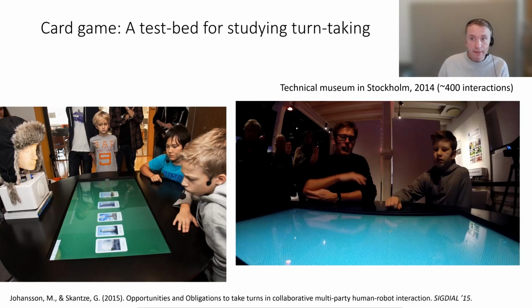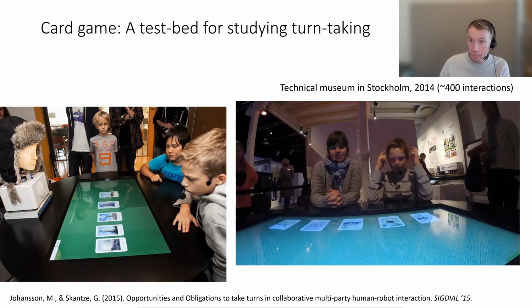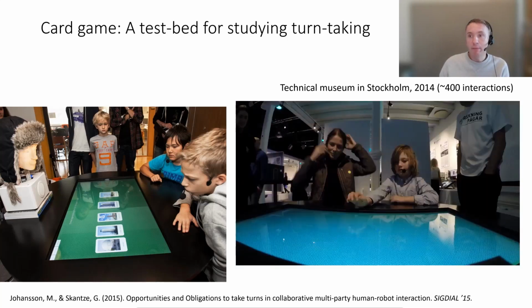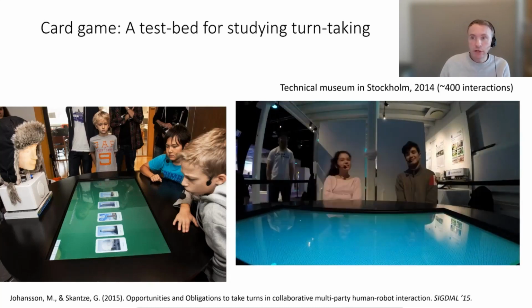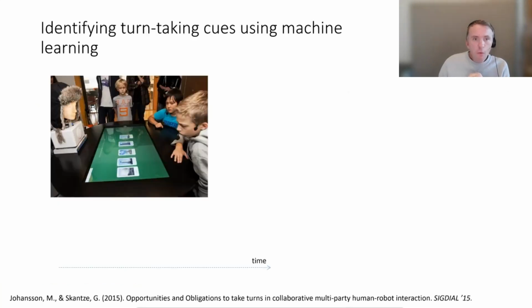And we have tested this in different places. For example, the Technical Museum in Stockholm, where we had around 400 interactions of people of different ages interacting with Furhat while playing this game, and where we got a lot of data that we could use to study this phenomenon better. One thing we did was to look at the data. Can we train a machine learning model to better find places where to take the turn and not to take the turn? And then we annotate the data and point out places where we think this is the case.